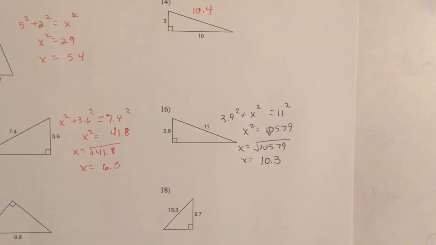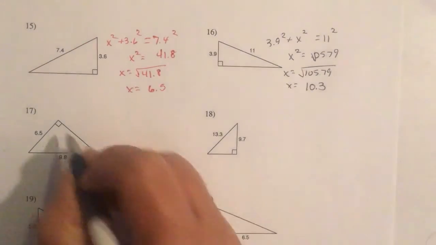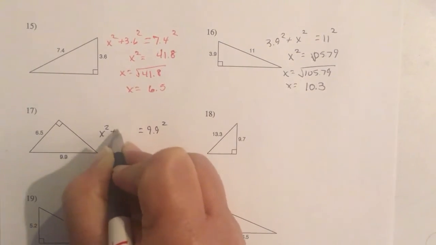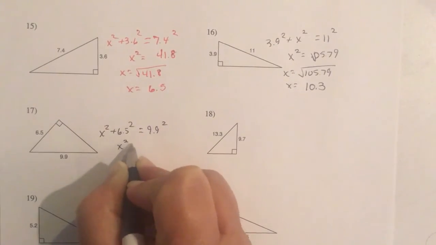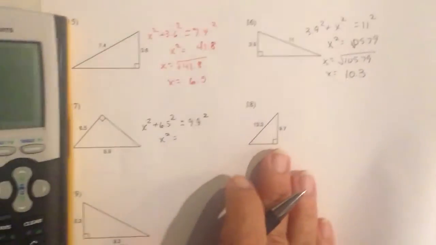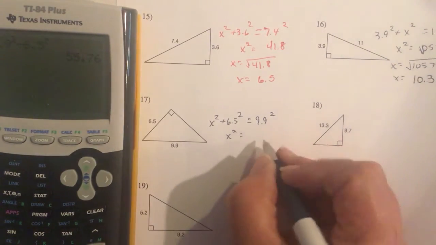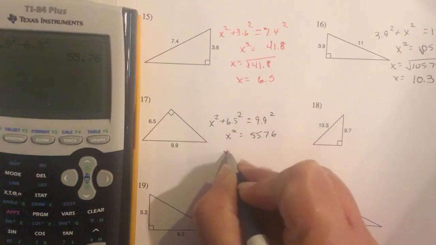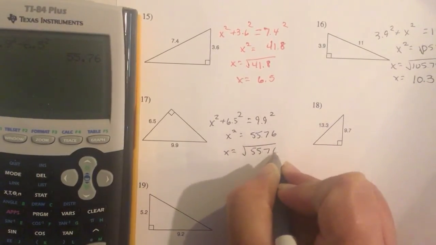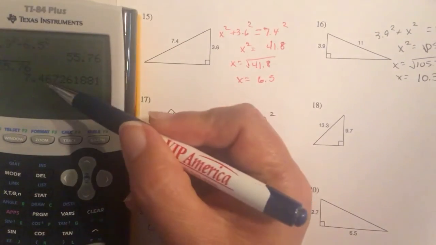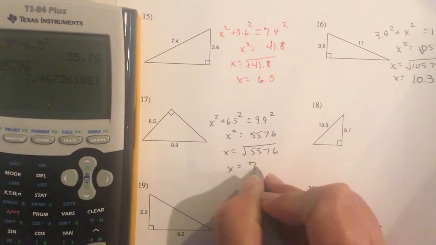All right, let me do one more and then I'll give you the answers on the remaining ones. The longest side is 9.9. You're going to have x squared plus 6.5 squared. Subtracting, let me put the calculator up so you can watch me do this one. 9.9, hit your square button, minus 6.5 squared. And I'm going to get 55.76. I must square root that. And rounding to the nearest tenth, the 6 makes it go up to a 5, 7.5.